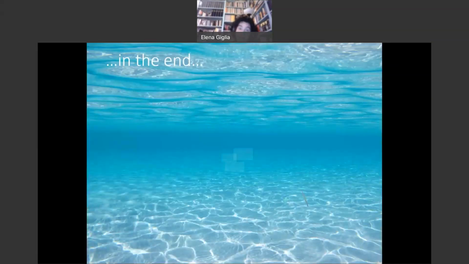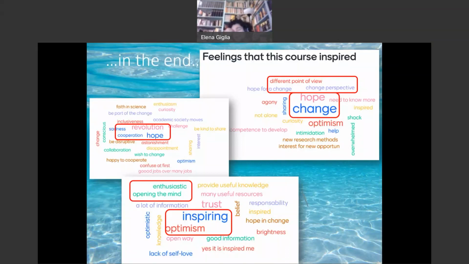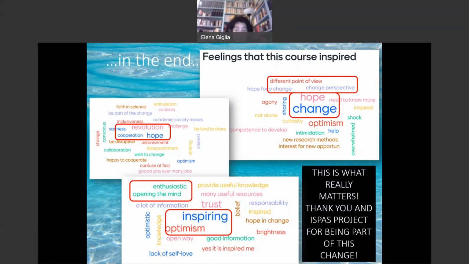And in the end, look at the feelings, because I didn't ask only for the theory or for some practical achievements, but I also asked about the feelings that the course inspired. And look at this: hope, change, inspiring, optimism, enthusiastic, opening the mind, revolution, cooperation, a different point of view, change of perspective, which was precisely in my mind the purpose of this course, because in the end this is what really matters.